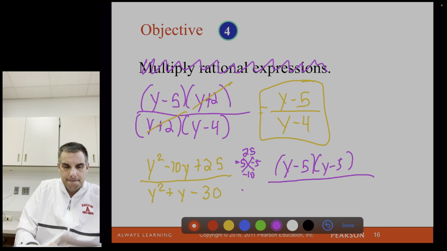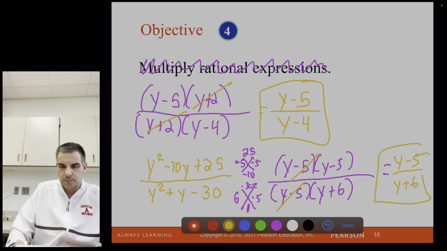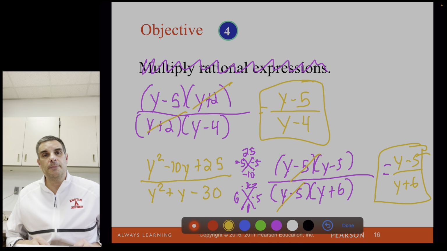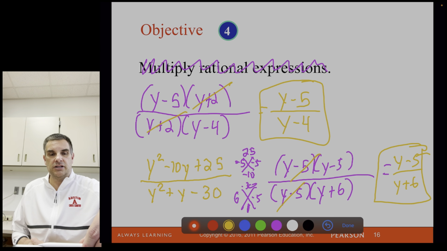The bottom, it's negative 30 and 1. So 6 and negative 5. So y minus 5 times y plus 6. The y minus 5s are going to eliminate each other, leaving me with y minus 5 over y plus 6. And there's a solution. Okay, so there's the first part of section 7.1.